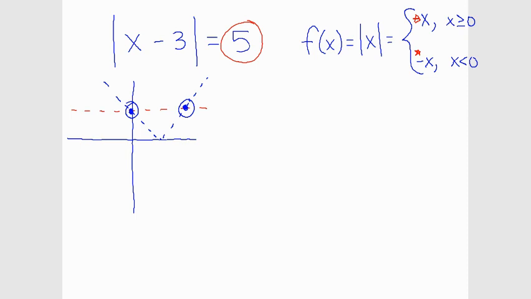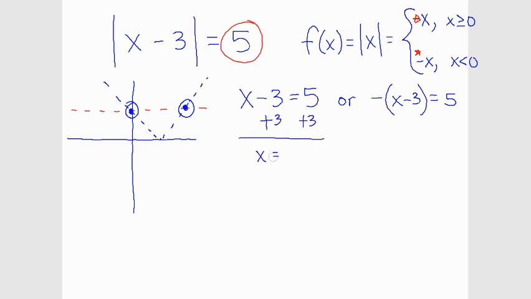So the first one is to just drop the absolute value. We get x minus 3 equals 5. That's the first equation we need to set up. The second equation, and I'll write or, is to set up the negative of x minus 3 equals 5. Okay? Now this first one's pretty straightforward. I'll add 3 to both sides, and we get x equals 8. And we can plug that back in. If we plug it back in here, we have 8 minus 3 is 5, and the absolute value of 5 is 5.